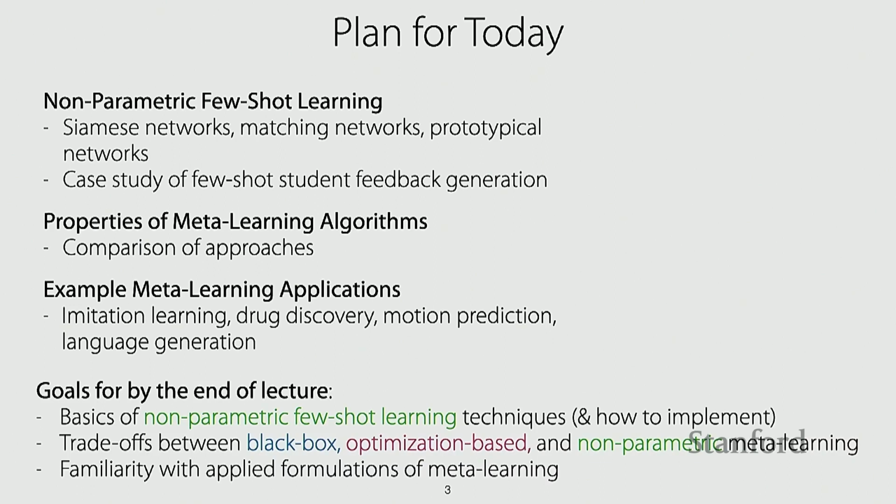The goals by the end of the lecture are to get the basics of non-parametric few-shot learning and how to implement them. And you will be implementing them within homework 2. Also trade-offs between the different meta-learning approaches, and then familiarity with more applied formulations of meta-learning and how you can take a problem and formulate it within the context of meta-learning.